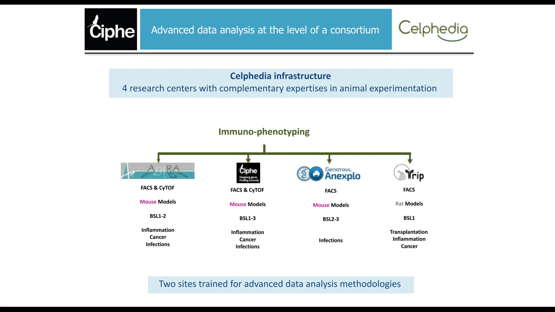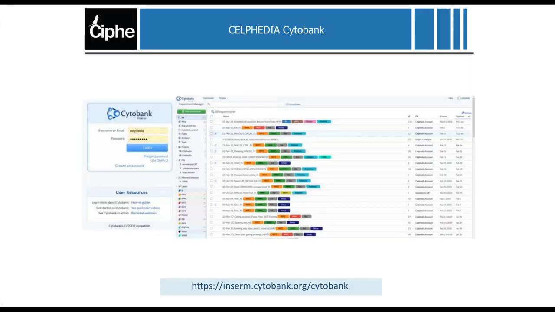The CELFEDIA infrastructure is an alliance of 4 research centers that have complementary expertise in animal experimentation. So the CIPHE is there for its mouse expertise, but we have a center that is really focused on rat immunophenotyping, knowledge that we don't have. And there is another site like us, ANIRA, who is trained in advanced data analysis methodology. So the idea is really to join forces to push immunophenotyping within this consortium.